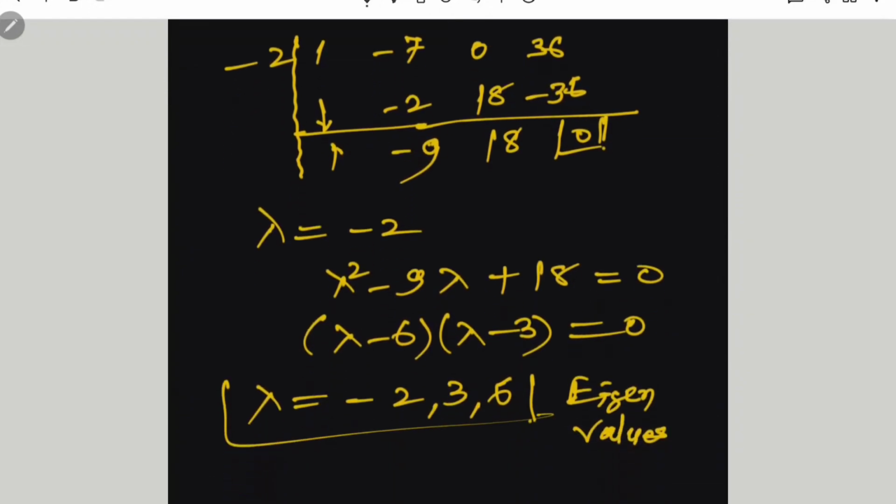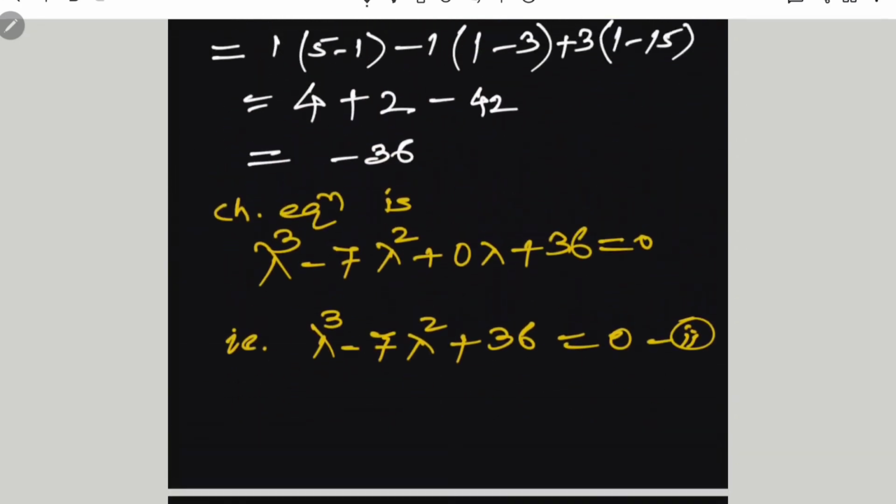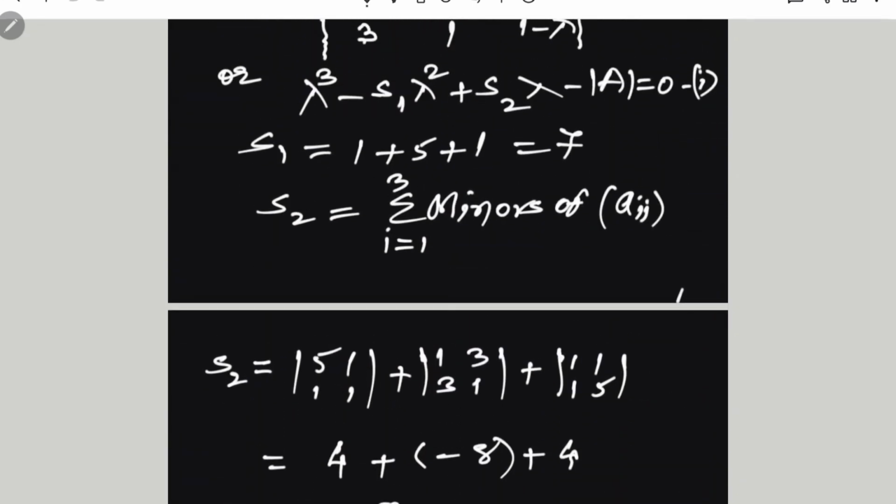Then we cross check it. Sum of the eigenvalues: 9 minus 2 we get 7, and the sum of the principal diagonal elements, that is the value of S1, is 7. The first property is satisfied. We get 7 equals 7.